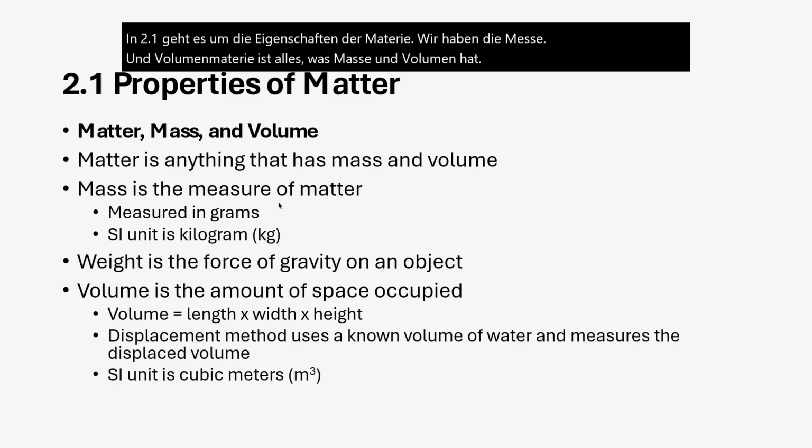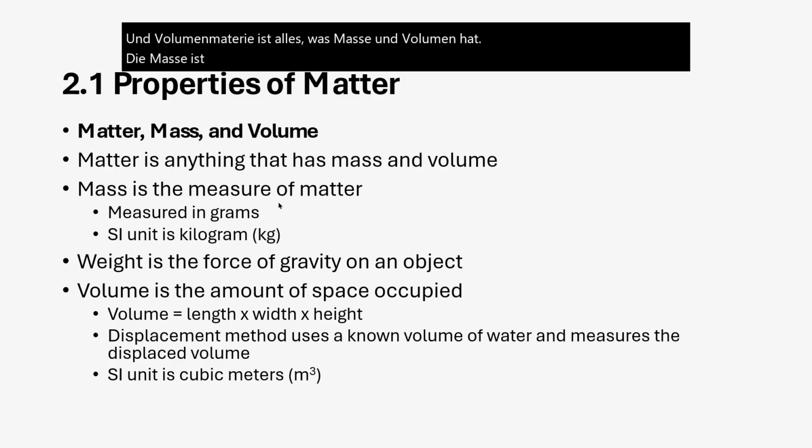Mass is the measure of matter in the substance. It's measured in grams, and the SI unit is kilogram. Weight, by contrast, is the force of gravity on the object.